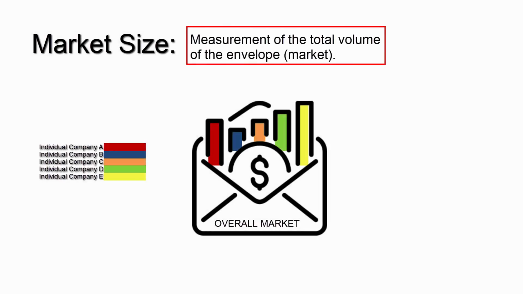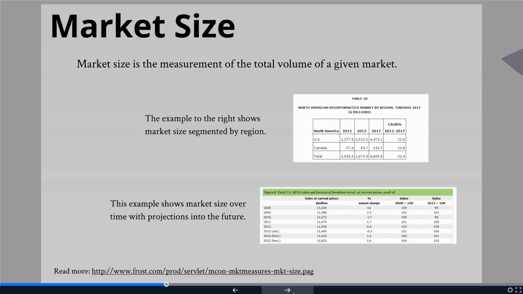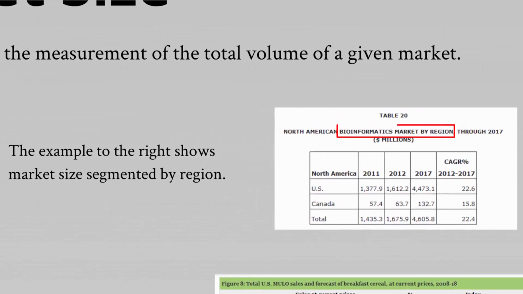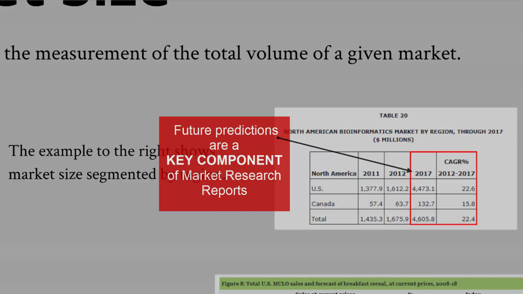Market size is the measurement of the total volume of a given market. So what you're looking at is how big is this world that you're trying to get involved with, how big is this world that the customers are kind of moving around in spending their money. So what we'll take a look at here are a couple of quick examples. So this example here is looking at the bioinformatics market by region. So we're looking at the US and Canada, total dollars in millions over several years, and then projecting out into the future. Again, a key component of market research reports is that they will try and predict what's going to happen. And that's why they're often so expensive.